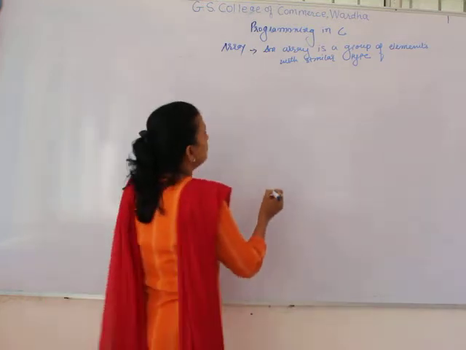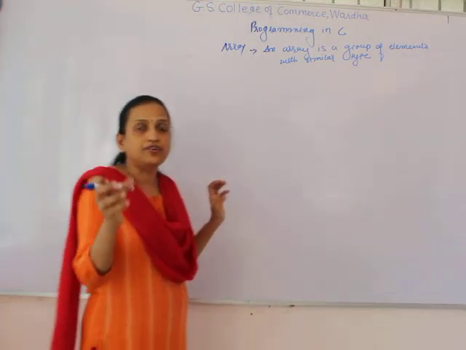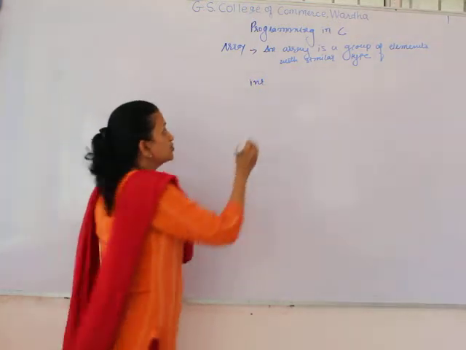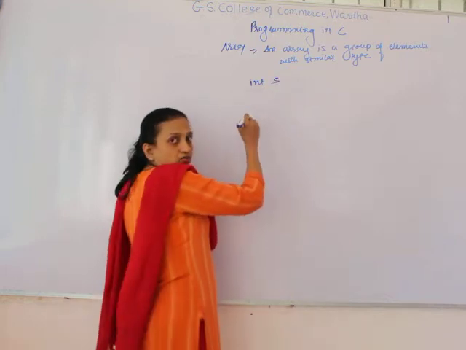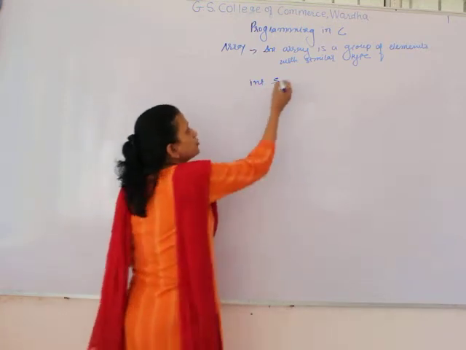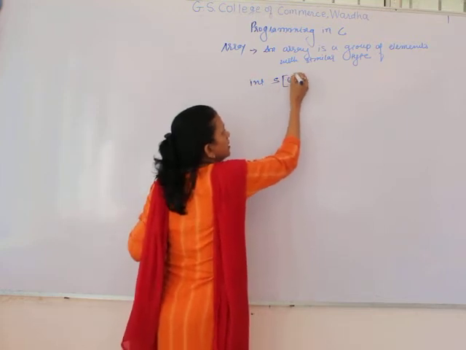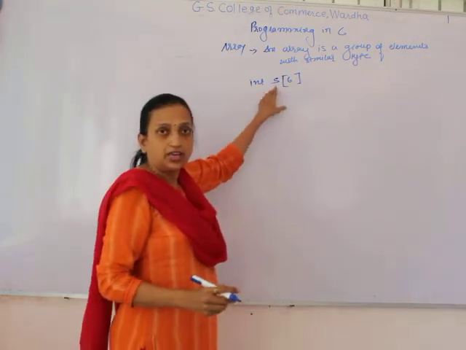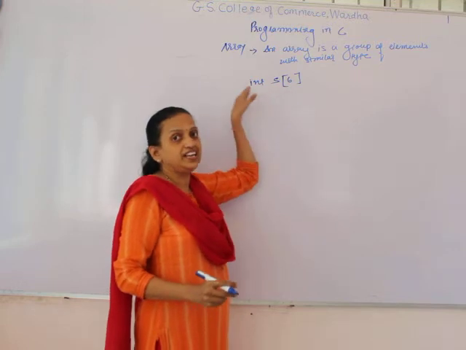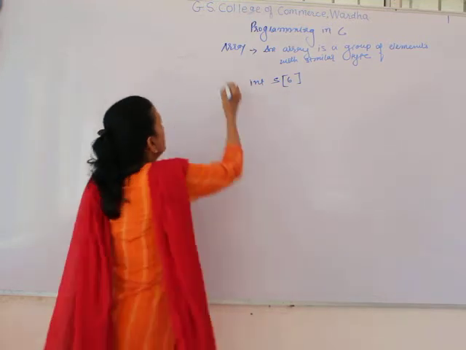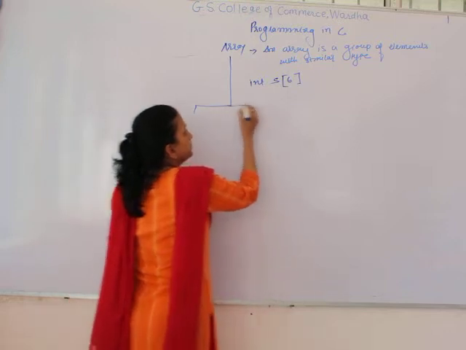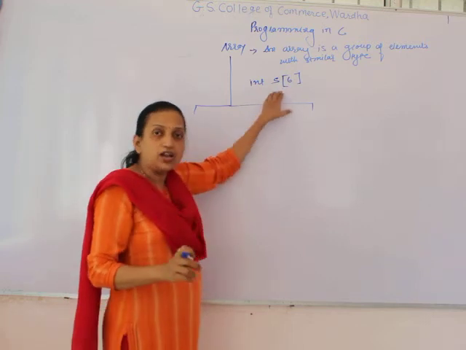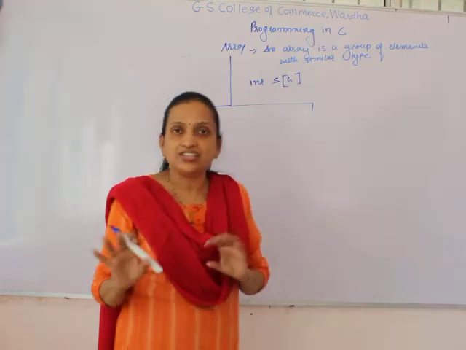Suppose you want to store the marks of a student. Here I write int, and the student is S, and I am going to store the marks of 6 subjects. So I am going to store 6 values of a student. These values must be integers. Whatever values you are going to store in this variable, all should be of integer type.